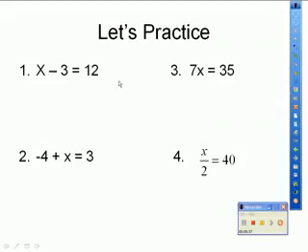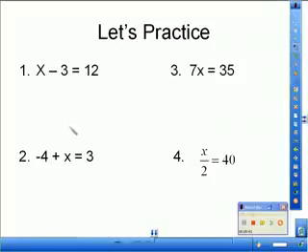Alright, I want to take a few moments to go ahead and practice some more one-step equations. We're going to do the first 2 problems together, and then I'll have you press pause on your video screen and do 3 and 4 on your own. So let's take a look at number 1, x minus 3 equals 12.